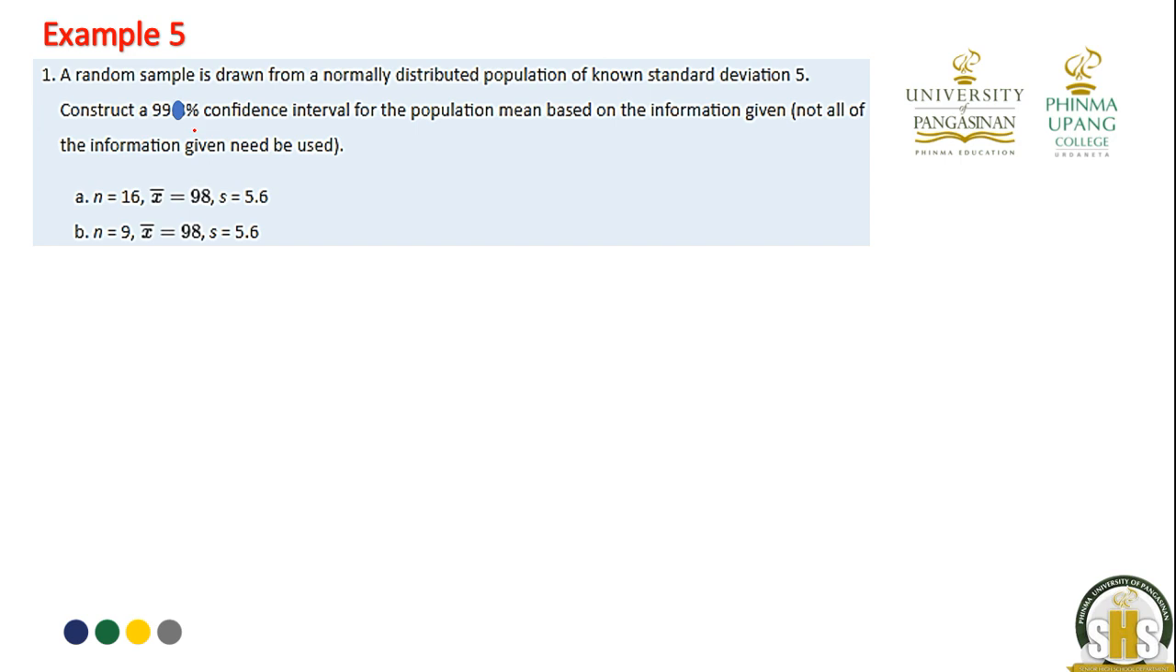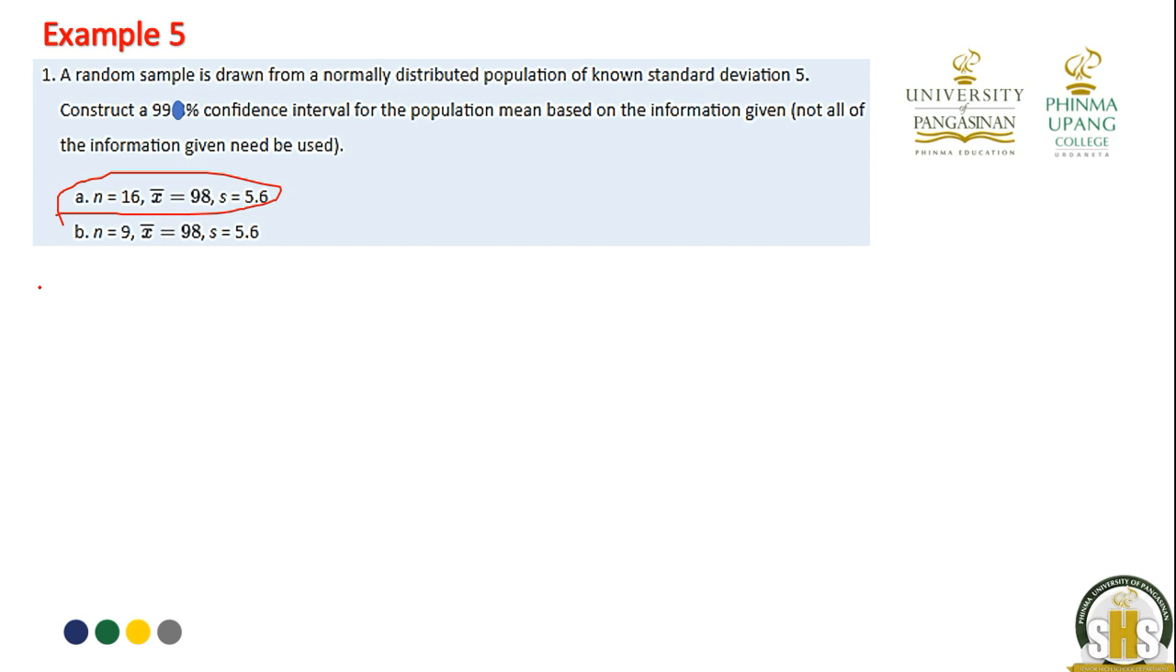A random sample is drawn from a normally distributed population of known standard deviation of 5. Construct a 99% confidence interval for the population mean based on the information given. Not all of the information given need to be used. So letter A for number 5. So let's solve letter A only. Parehas lang naman yung process.